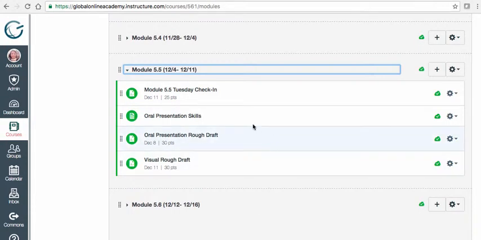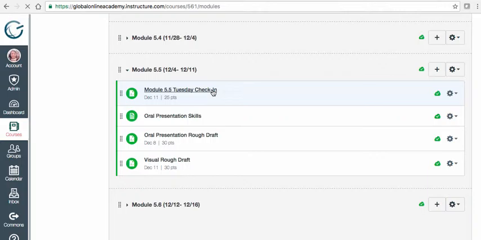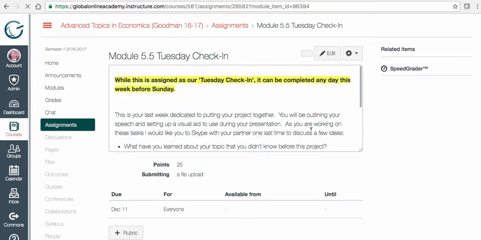So the first part of Module 5.5 is our Tuesday check-in. Now I called it our Tuesday check-in, but actually this is going to be a Skype call that you are going to have with your partner sometime during the week. So if you are able to get it done by Tuesday, that's wonderful, but I only require that it's done by Sunday.